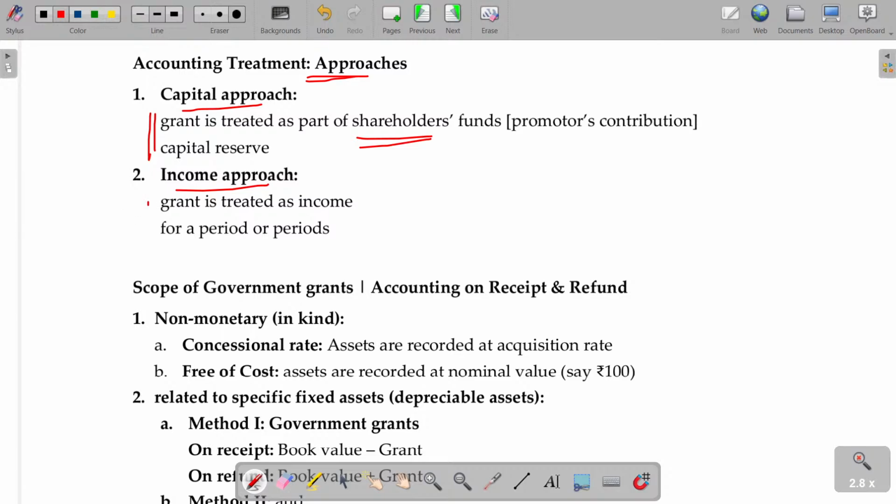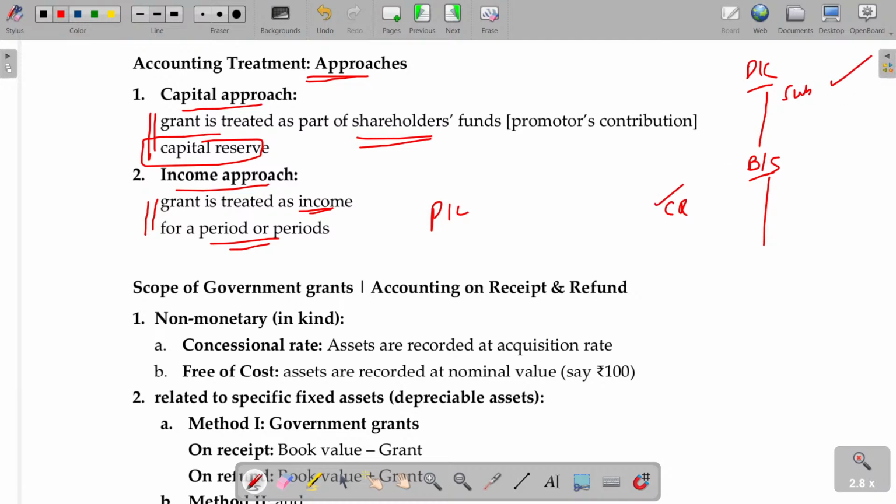Grant approach means the grant is treated as income. Over the period, it can be transferred to the P&L account. It remains as a capital reserve in your balance sheet. So, in your balance sheet, the subsidy appears as a capital reserve. In your P&L account, the subsidy appears as revenue. This will be the revenue approach. This will be the capital approach.